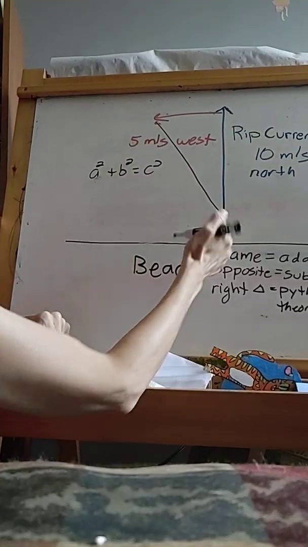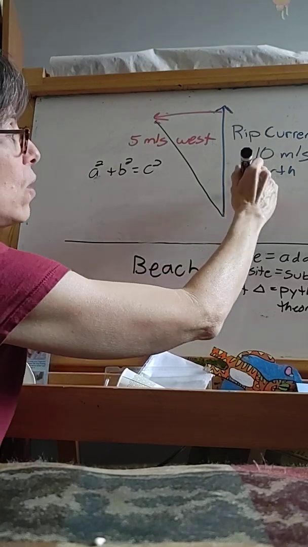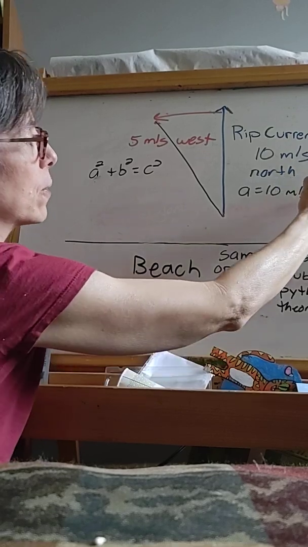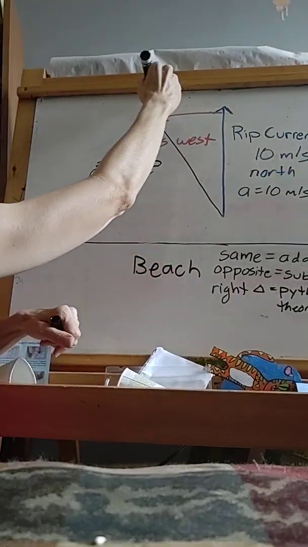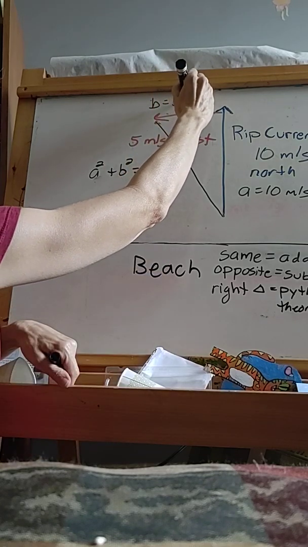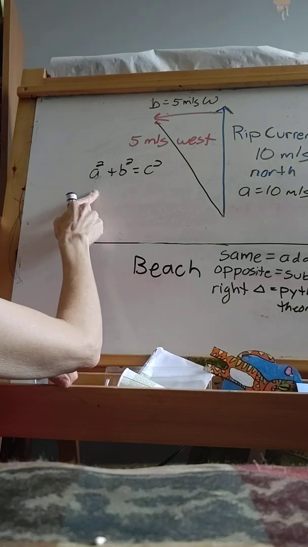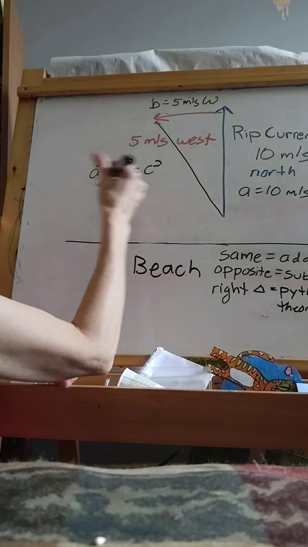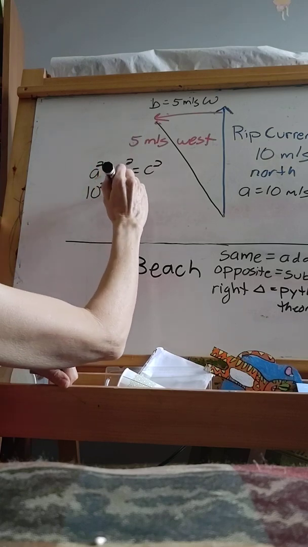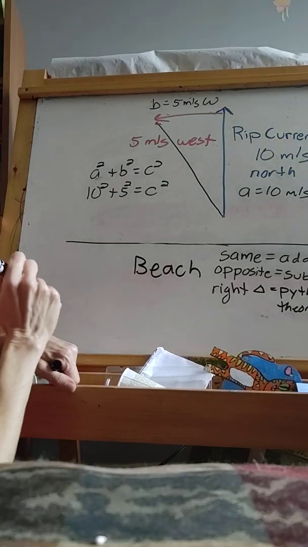So I'm going to pick one of my two components. It doesn't really matter which one. I'm going to pick this one and call this A. So A equals 10 meters per second to the north. And I'm going to call this one up here B. So B is going to be 5 meters per second to the west. So when I do the Pythagorean theorem, I say A squared, well that's 10 squared, plus B squared, that's 5 squared. That equals c squared.